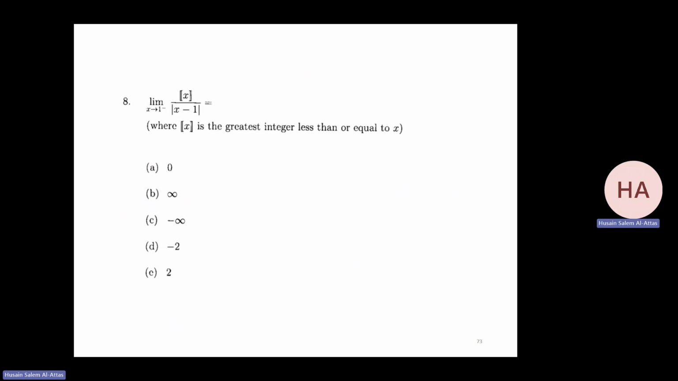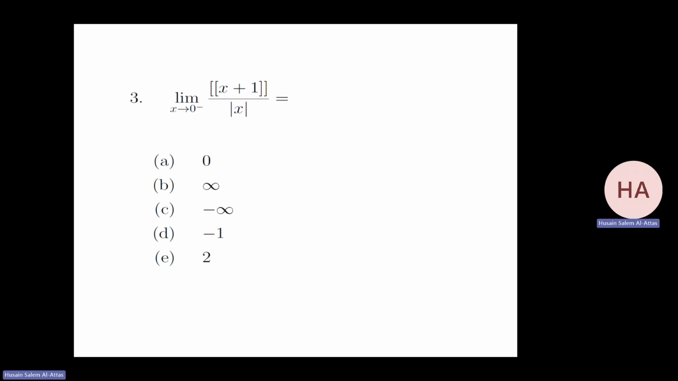Okay. x goes to 1 from left. It means x is 0.9999 something. What will be the greatest integer of x? It will go to 0. What will be x minus 1? 0.999 minus 1, it will be minus 0.001. So the numerator is 0 and the denominator is going to 0, but it will not reach 0. But the numerator will reach 0. If you put any value, x goes to 1 from left, like 0.9999, anything, the greatest integer will be 0. So that will reach 0, but this one will not reach 0, because x is not 1. x is approaching 1 from left. It's 0.999 something. So the answer is 0.